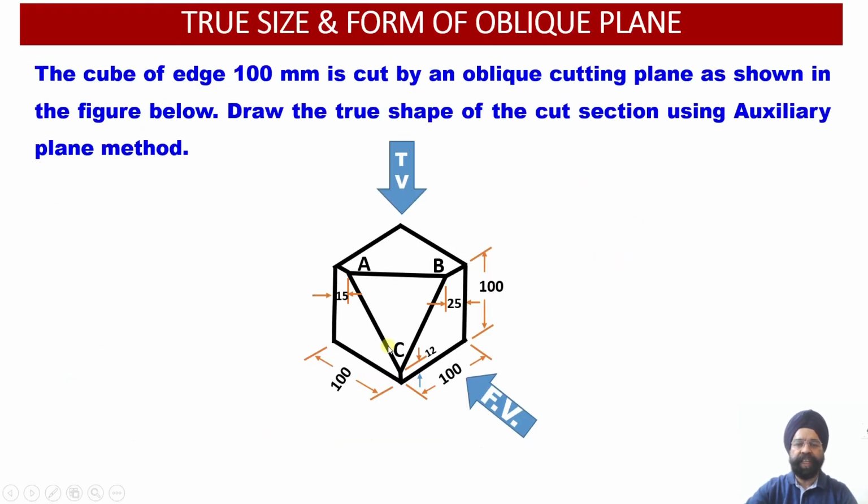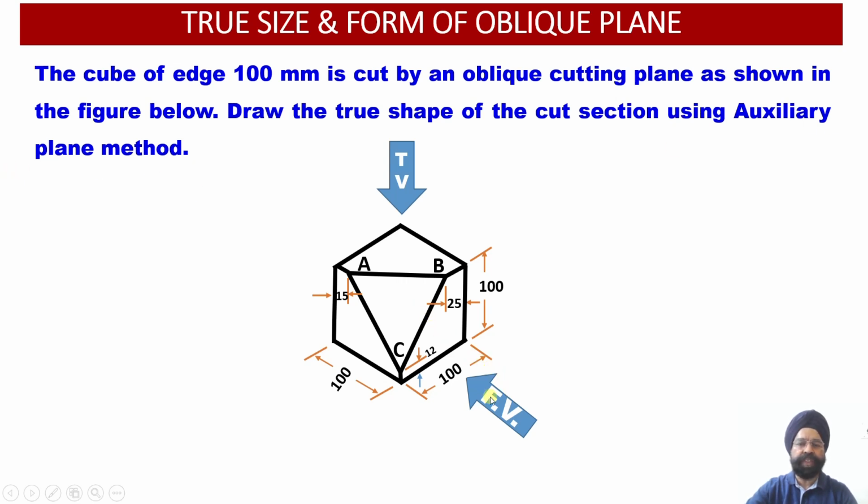Now this is a solid which has been cut by an oblique plane. So this is a cube which we have originally, a cube of edge 100 millimeter, which has been cut by an oblique cutting plane as shown in this figure. Now we have to draw the true shape of this cut section by using the auxiliary plane method.